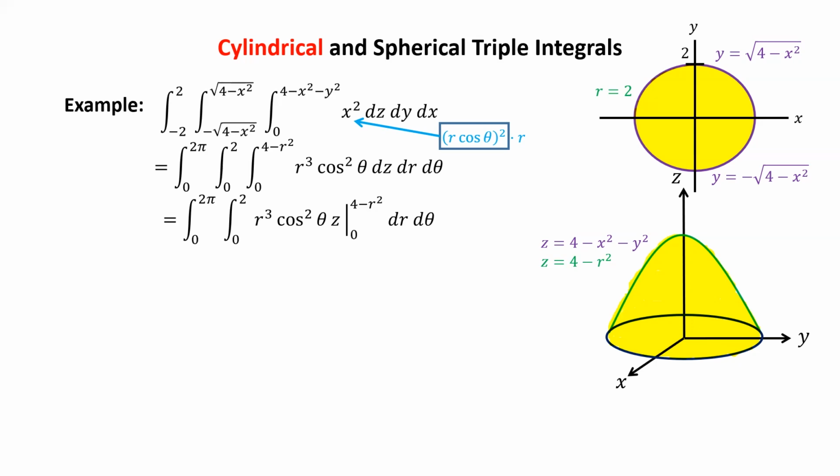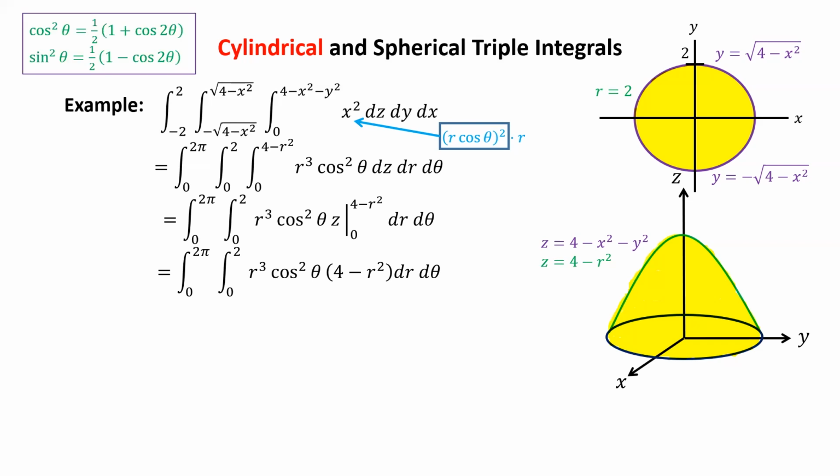Doing the innermost integral, dz, we just get z, because everything in there is constant with respect to z. So we just have r cubed cosine squared theta times z from 0 to 4 minus r squared. Substituting in the 4 minus r squared gives us this. Now, to handle that cosine squared theta, we're going to need to use a power reducing formula.